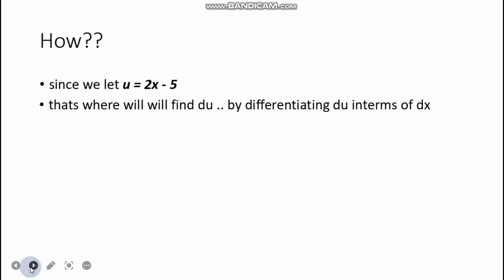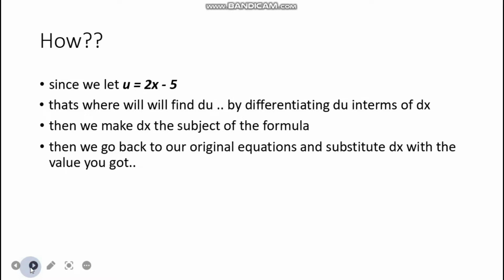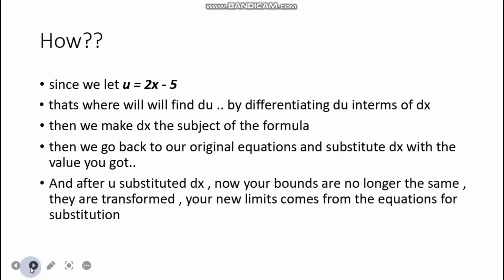Since we let u equals 2x minus 5, that's where we will find du, by differentiating u in terms of x. Then we make dx the subject of the formula. Then we go back to our original equation and substitute dx with the value we got. And after you substitute dx, your bounds are no longer the same, they are transformed. Your new limits come from the equation for substitution.